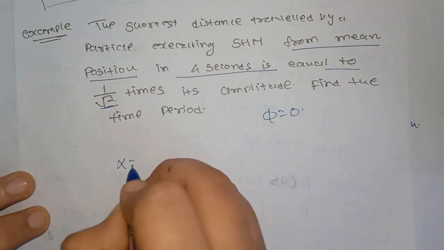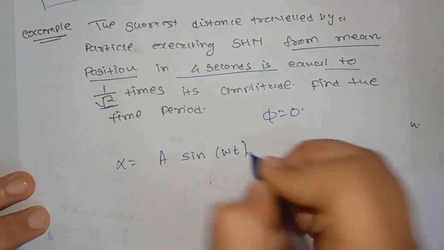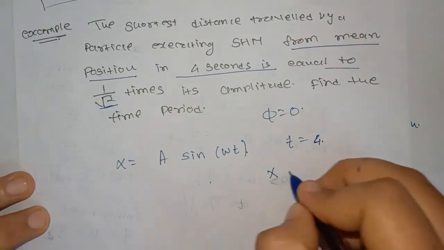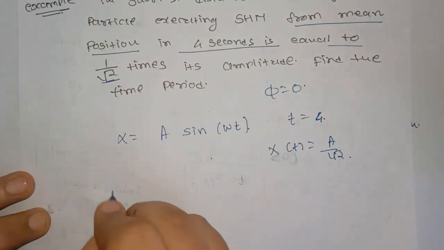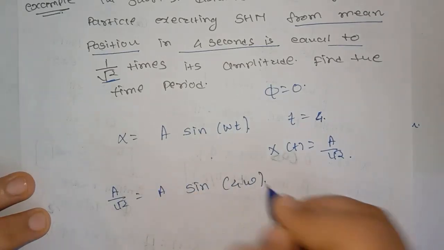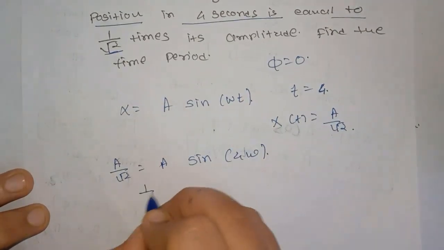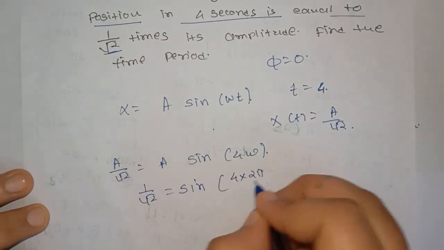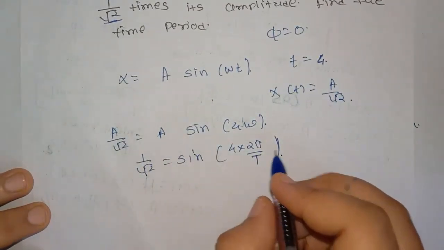Let's say the equation is x equals A sine of omega t. It is given that at t equals 4, x of t is A by root 2. So we can write A by root 2 equals A sine of 4 omega. This A will get cancelled out, so 1 by root 2 equals sine of 4 omega, where omega can be written as 2 pi by T. But 1 by root 2 is sine pi by 4.